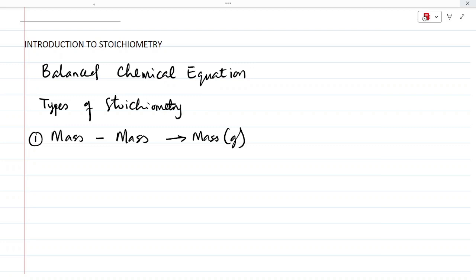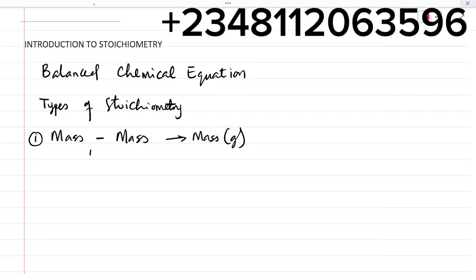Or they may not just tell you mass, they may use the unit instead. You are told, how many grams of this will produce so and so grams of the other one? You are dealing with grams. That is mass to mass. And then we should note, when dealing with mass to mass, you are definitely going to need the molar mass of the substance that you are dealing with.